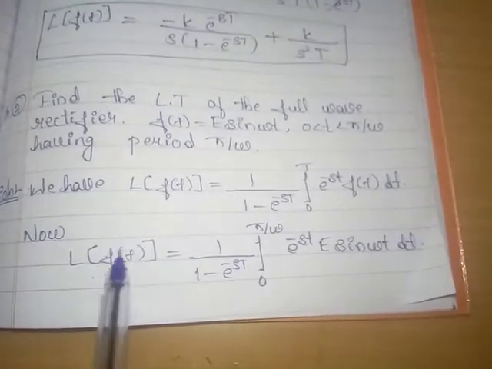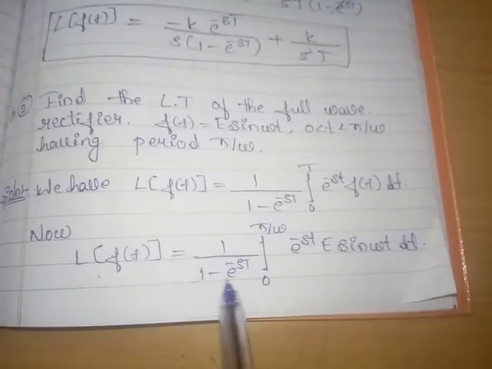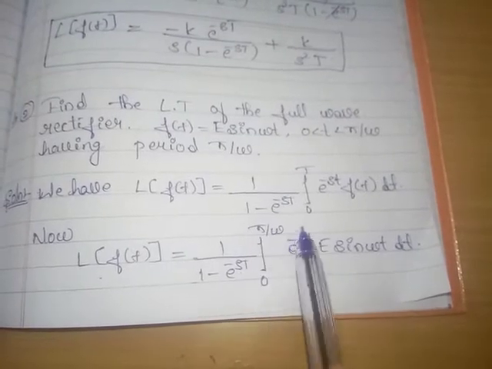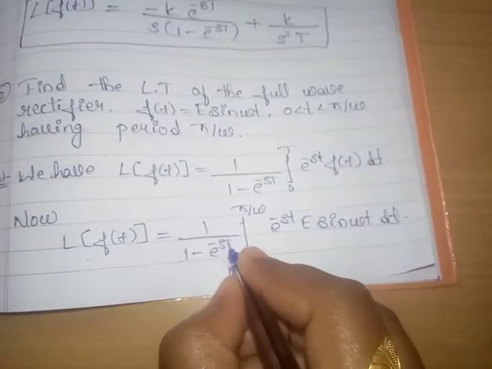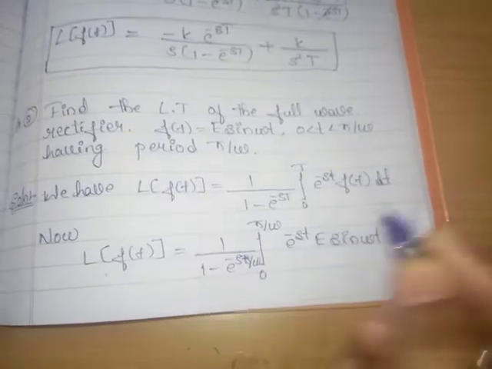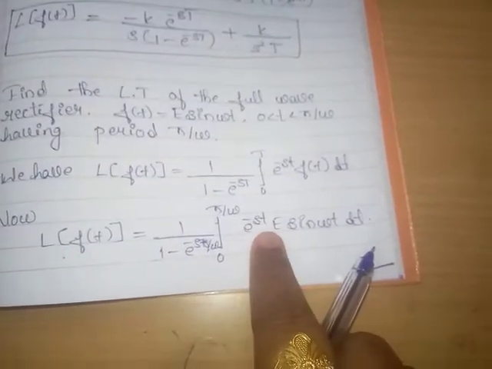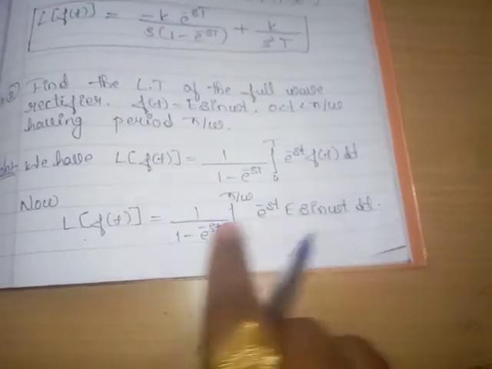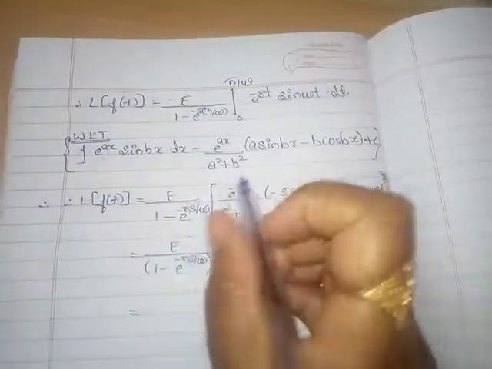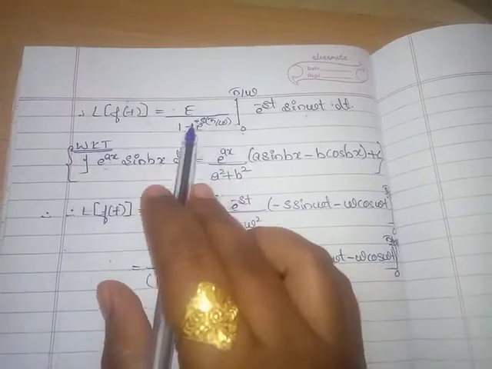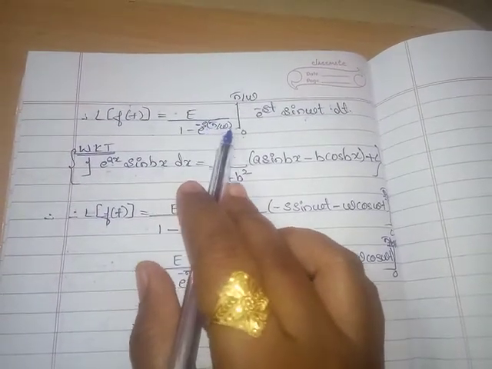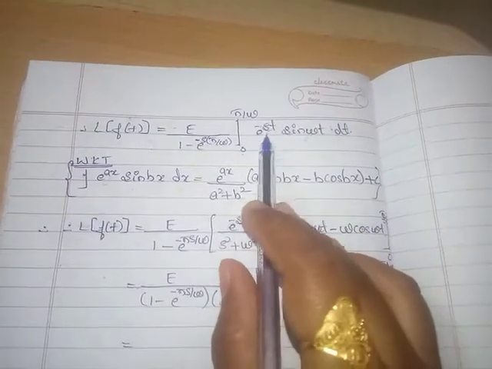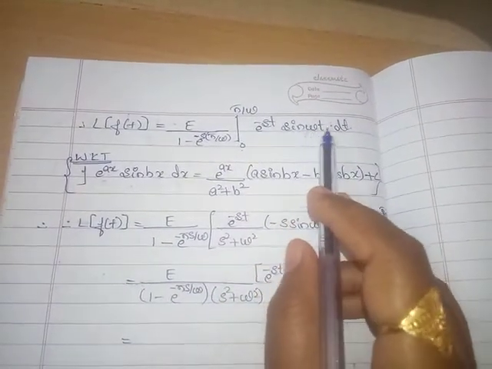Laplace transform of f of t is equal to 1 divided by 1 minus e raised to minus sT, integration from 0 to pi by omega. Here also we have to change this as pi by omega, e raised to minus st e sin omega t into dt. Here e is constant, take it outside the integration, we get L of f of t is equal to e divided by 1 minus e raised to minus s pi by omega, integration from 0 to pi by omega e raised to minus st sin omega t dt.